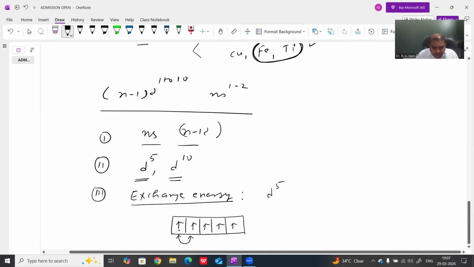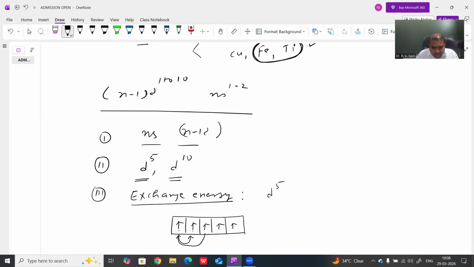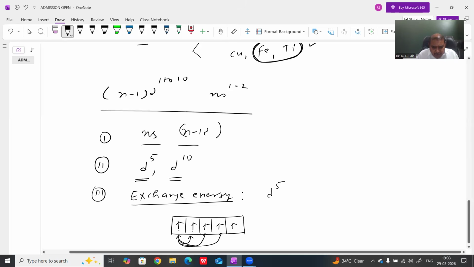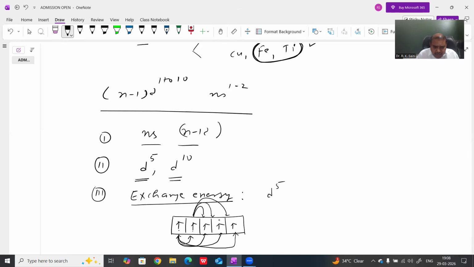For example, this electron instantaneously changes its position with the second one. This electron instantaneously changes with the third, this electron with the fourth, and thus with the fifth. Similarly, this electron also exchanges its position with these electrons, and hence these electrons also change their positions, and hence a total of 10 exchange pairs are there.